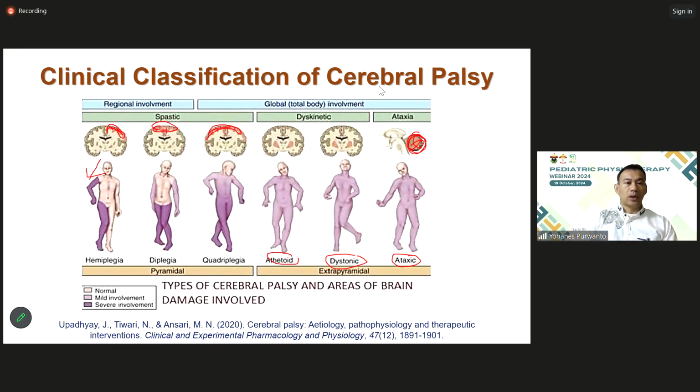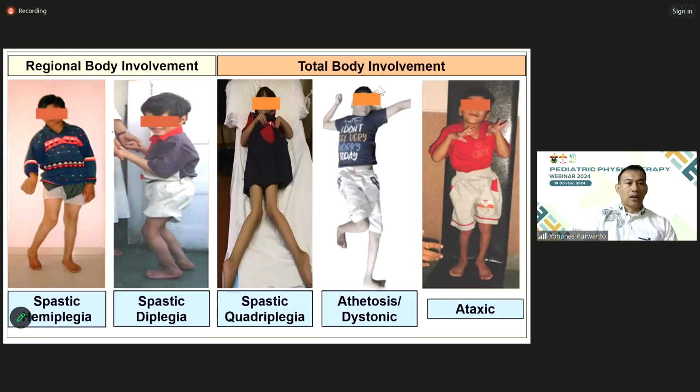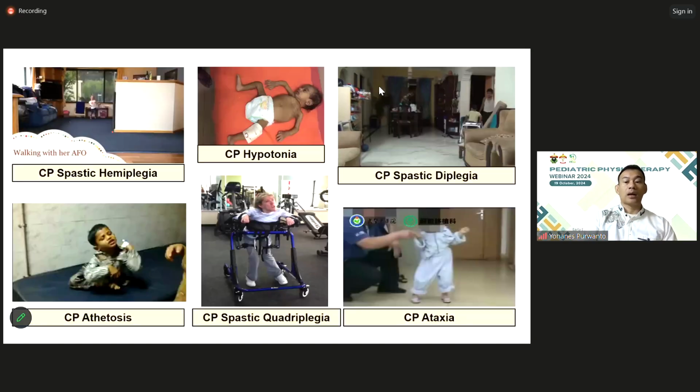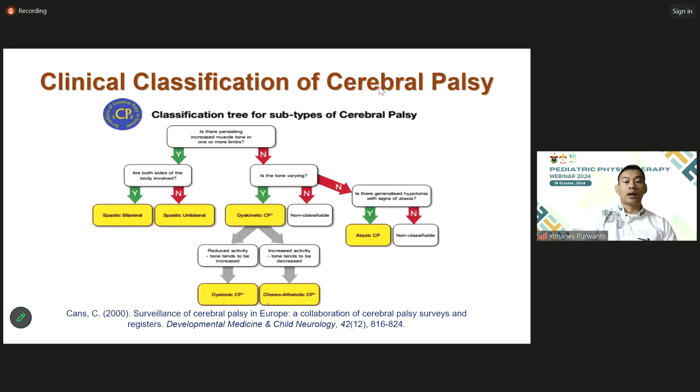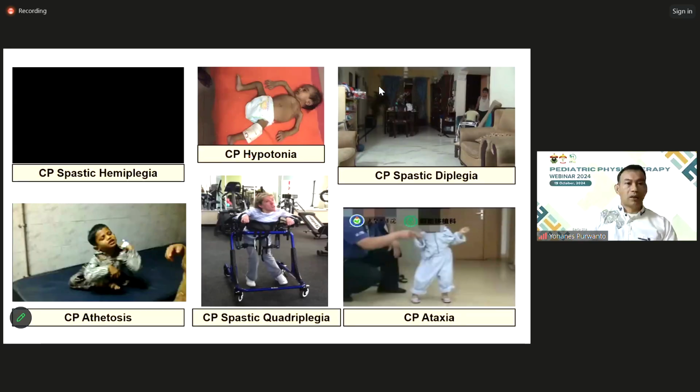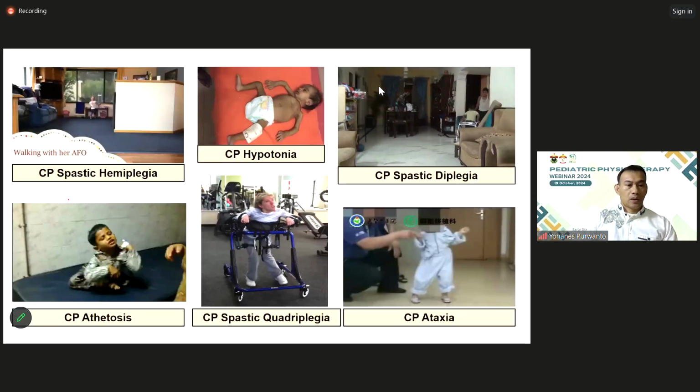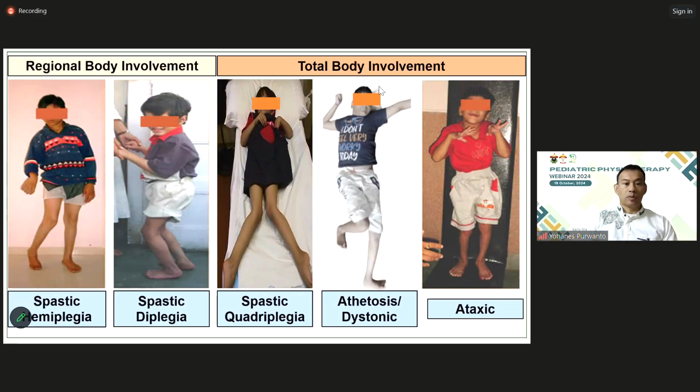So it's a clinical classification of cerebral palsy, but I want to encourage you not only to make a clinical classification, but also you need to make a functional classification. I will show you later the functional classification, a clear explanation about the clinical types of cerebral palsy.